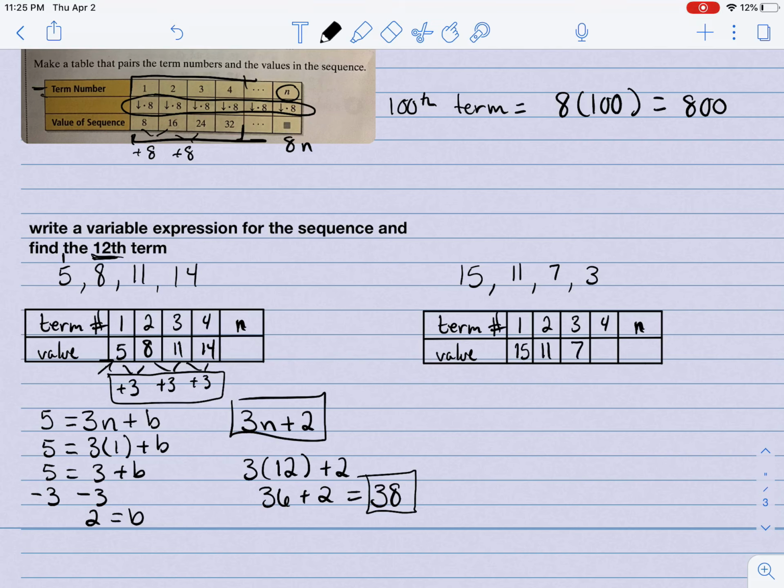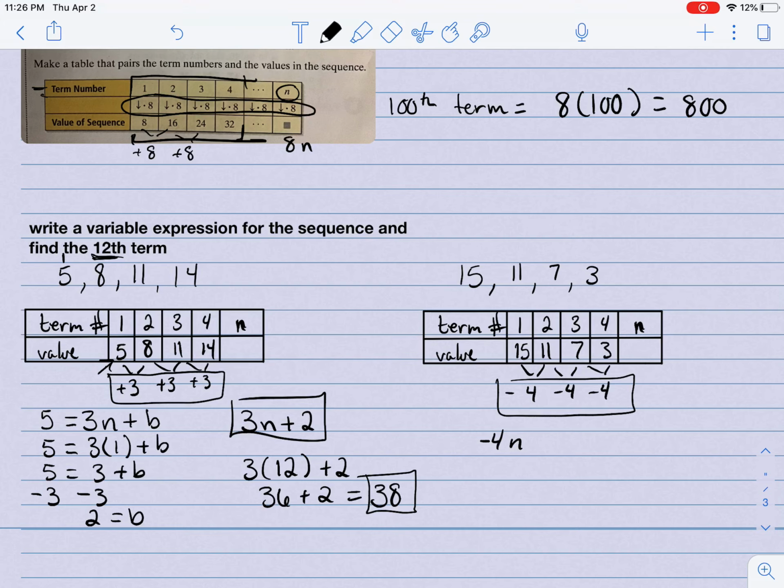So we've got first term, which is 15. Second term is 11. Third term is 7. Fourth term is 3. And what we'll notice is this is a decrease of 4. So 15 minus 4 gives us 11. 11 minus 4 gives us 7, and so on. So we're going to use this term for our variable expression. So it'd be negative 4n.